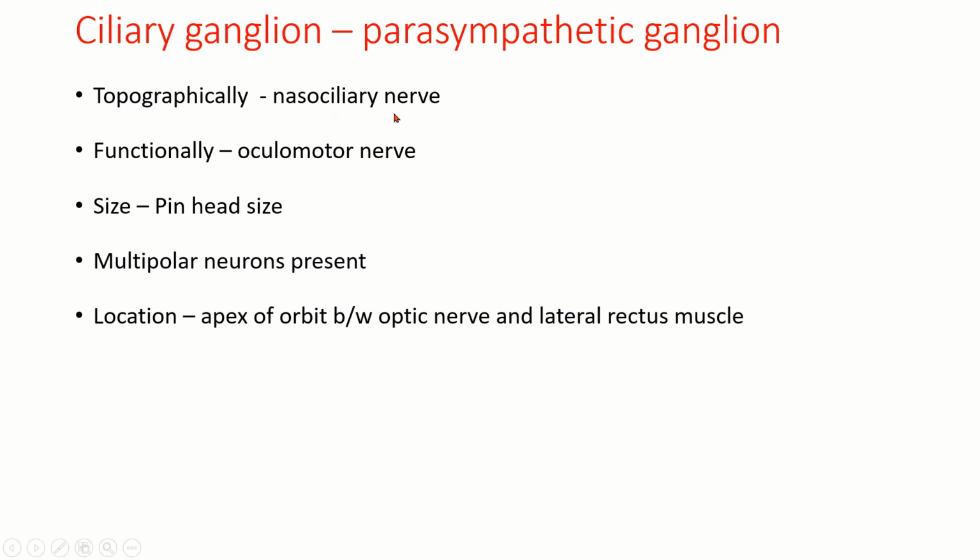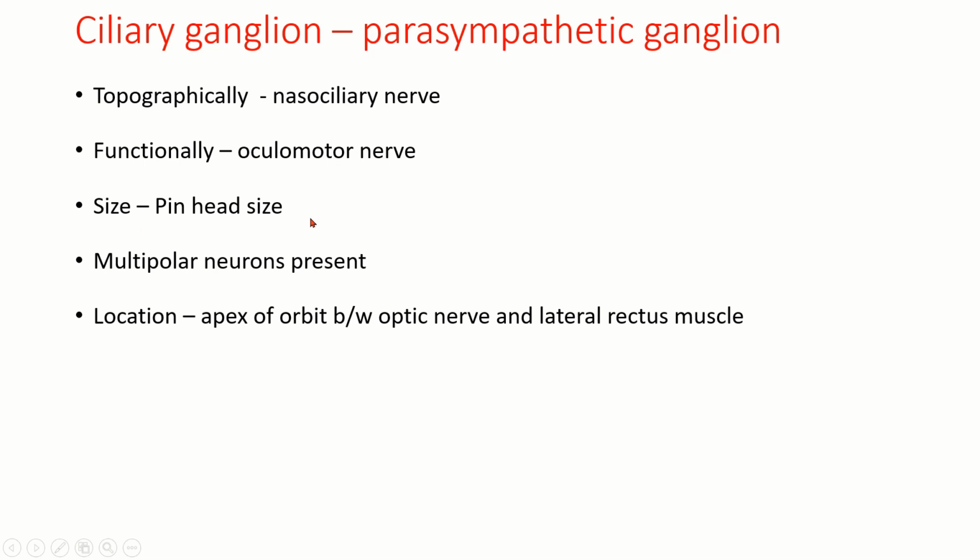They are topographically related to one or the other branch of the trigeminal nerve, but functionally related to other ganglia. They are namely the ciliary ganglion, pterygopalatine ganglion, otic ganglion, and submandibular ganglion. Today we'll be dealing with the ciliary ganglion. This is topographically related to the nasociliary nerve and functionally related to the oculomotor nerve.